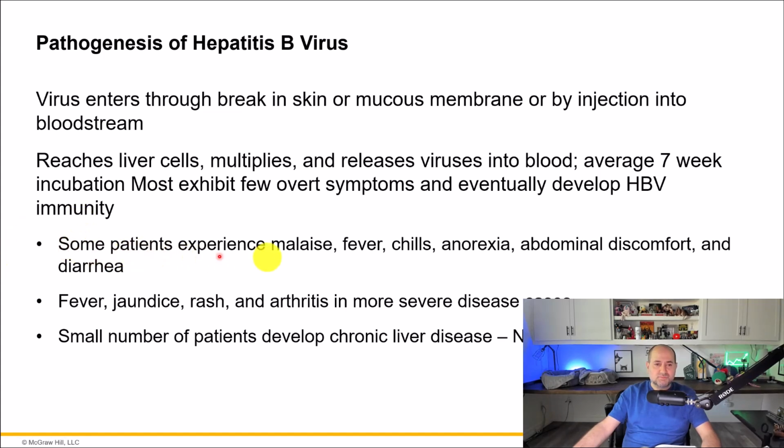Some patients experience malaise, fever, chills, anorexia, abdominal discomfort, and diarrhea. If the virus doesn't clear, this can result in more severe cases and severe signs and symptoms, including fever, jaundice, rash, and arthritis. And a small number of patients can even develop chronic liver disease, resulting in necrosis and psoriasis.